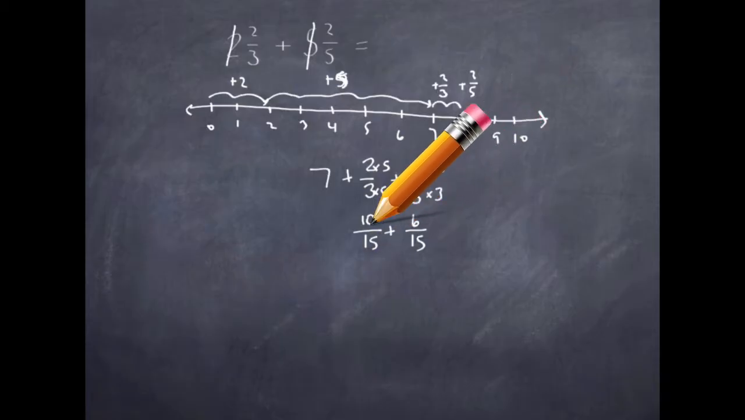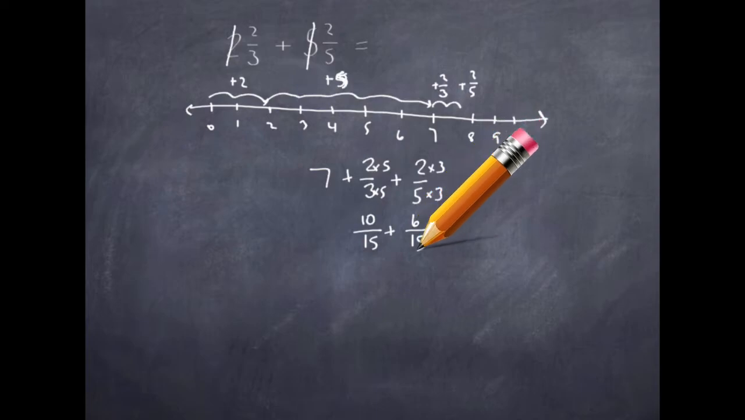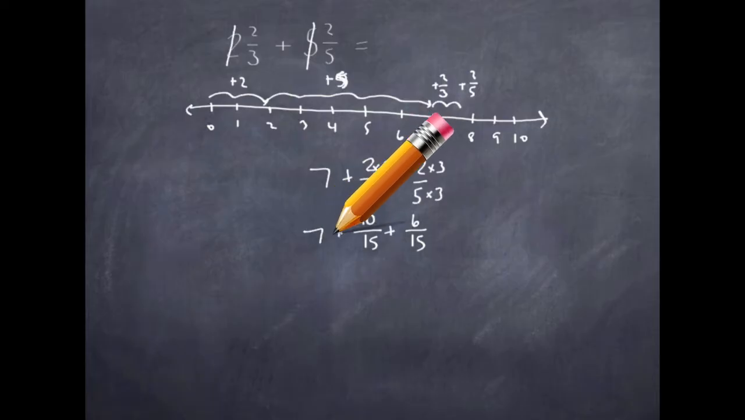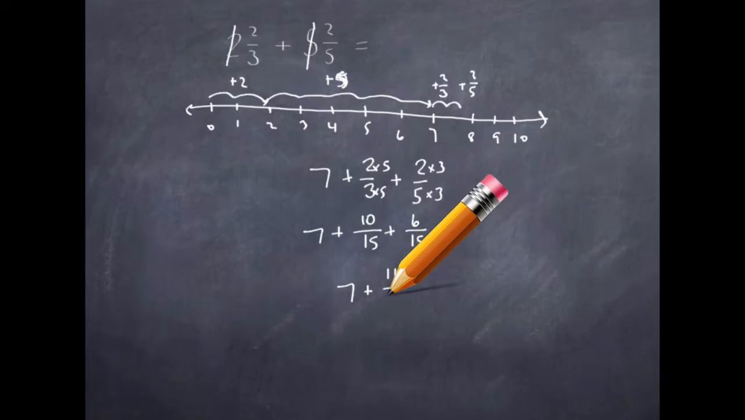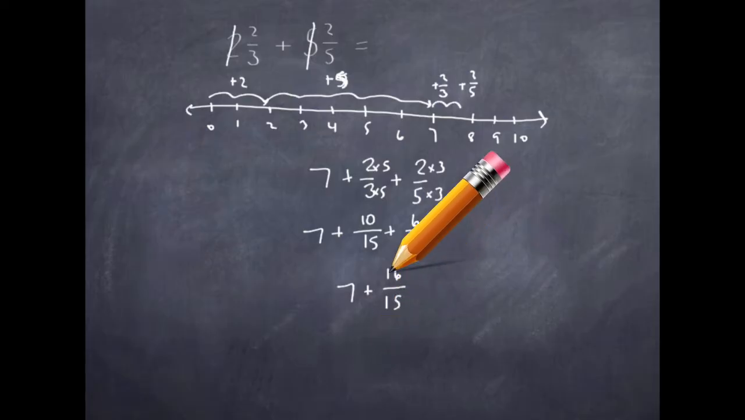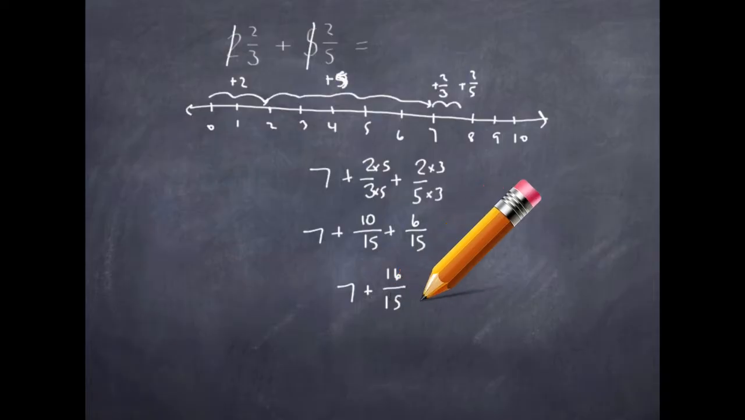So now I'm just adding 10 fifteenths and 6 fifteenths together. And if I add those together, and I still got my 7 over here, right? If I add those together, I'm going to end up with 10 plus 6 is 16 fifteenths, right? So now I have 7 and 16 fifteenths. But wait a second, now this 16 fifteenths, that's more than one whole, right? 15 fifteenths is one whole.